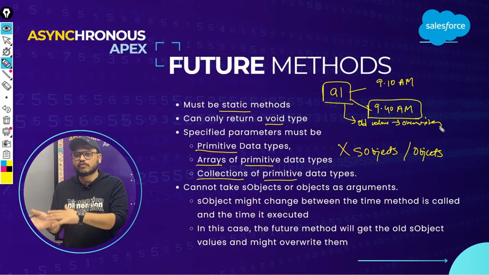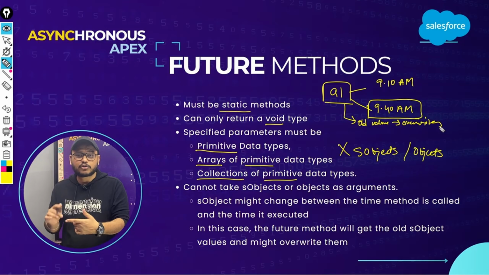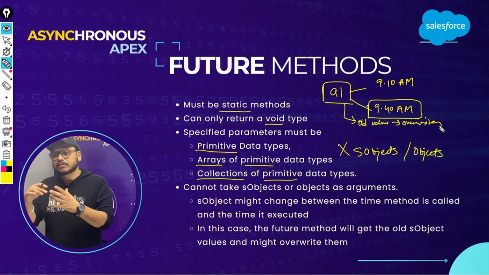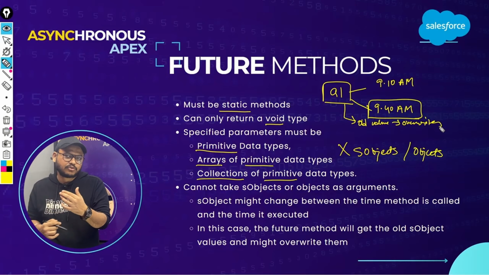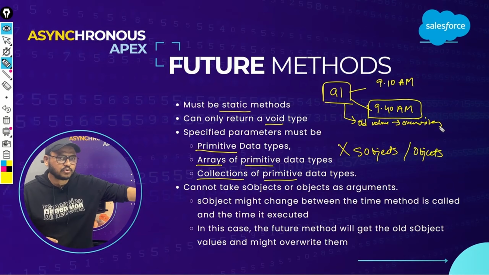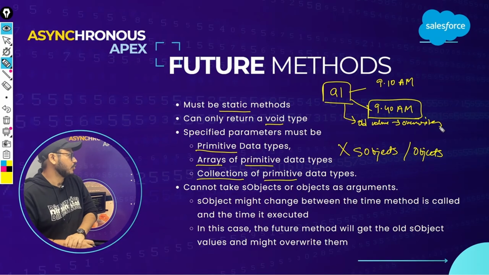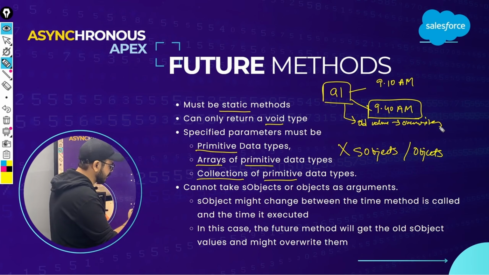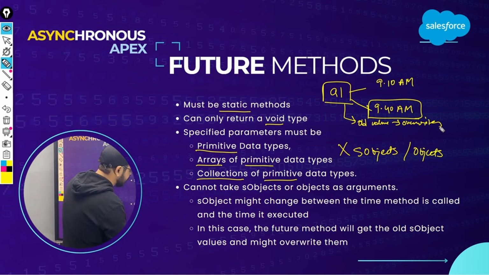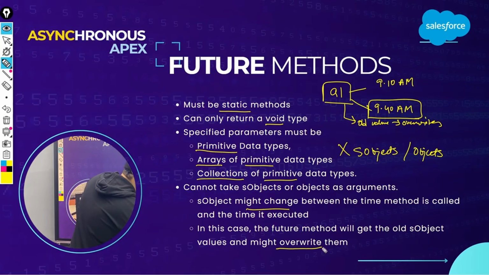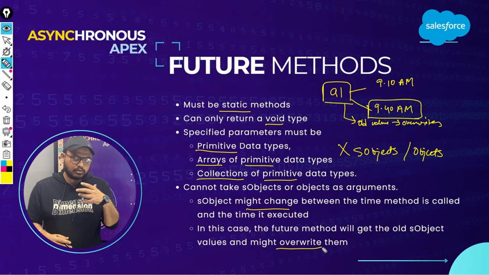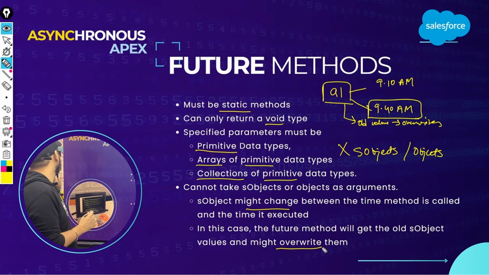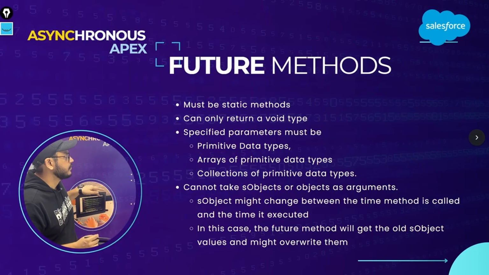There is a data type ID which is also of primitive type. You can use ID of the record because IDs will not change, and then you can query the ID inside the method and then you can execute it. But as parameters, you cannot use S object data type as parameter for your future methods. And that's what we just discussed, that it cannot take S object or objects as arguments for these two reasons, because the values might change between the time method was called and the time when it was executed, and if that happens, it is going to override the new value with the old value which it has taken when the method was called.